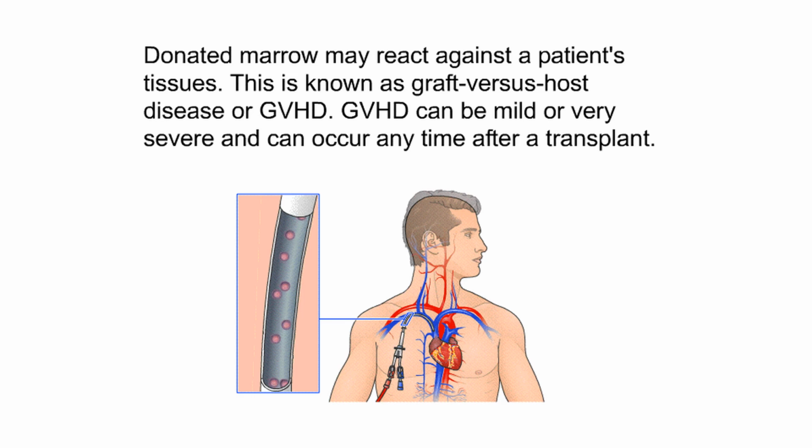Donated marrow may react against a patient's tissues. This is known as graft versus host disease, or GVHD. GVHD can be mild or very severe and can occur any time after a transplant.